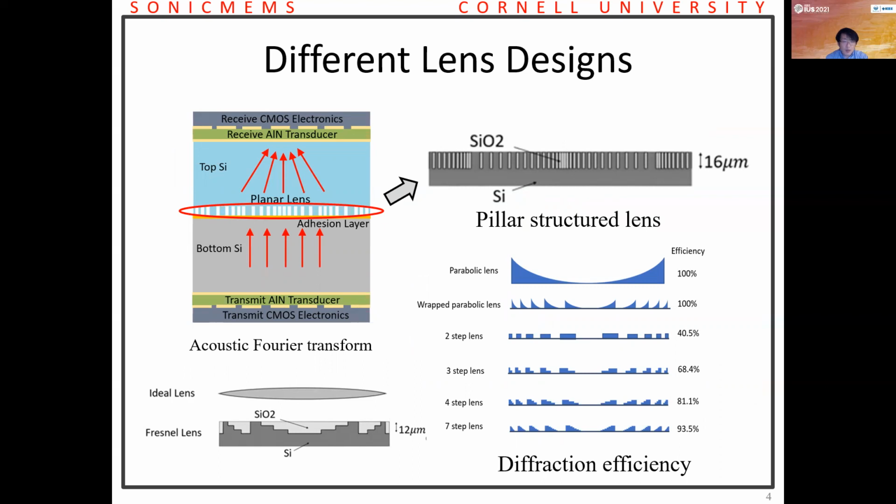But we chose another method to make a CMOS compatible thin lens, which consists of spatially varying density of silicon dioxide inside a silicon wafer that acts as a metamaterial for different indices of refraction. Another important characteristic is the diffraction efficiency. And in order to achieve a diffraction efficiency over 90%, we need to make a 7-step lens.